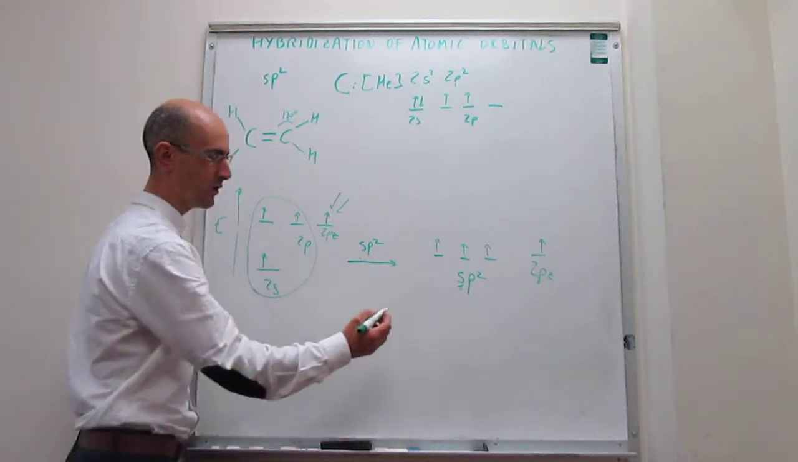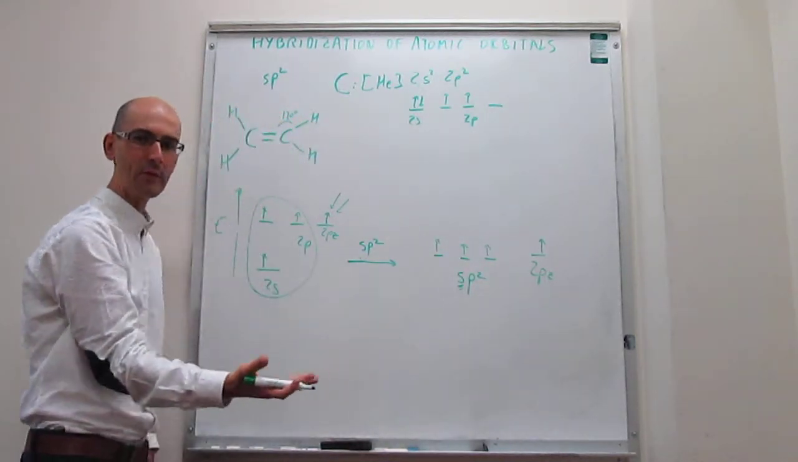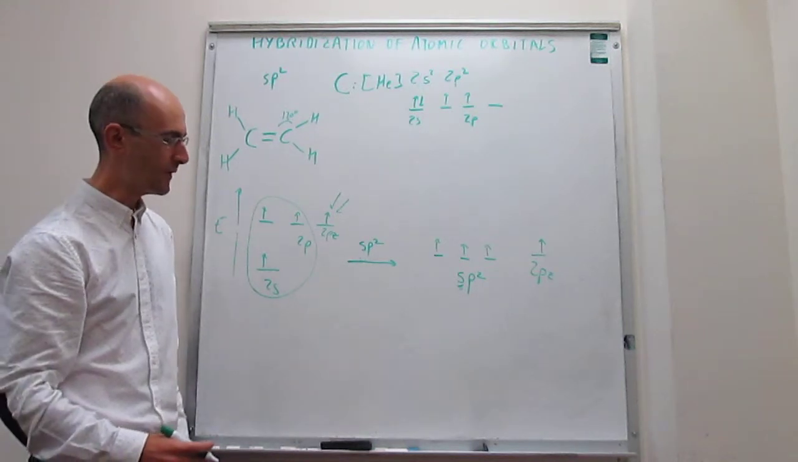Now we also have to talk about the shape of these orbitals. So the question is, along what directions of space are those orbitals pointing?